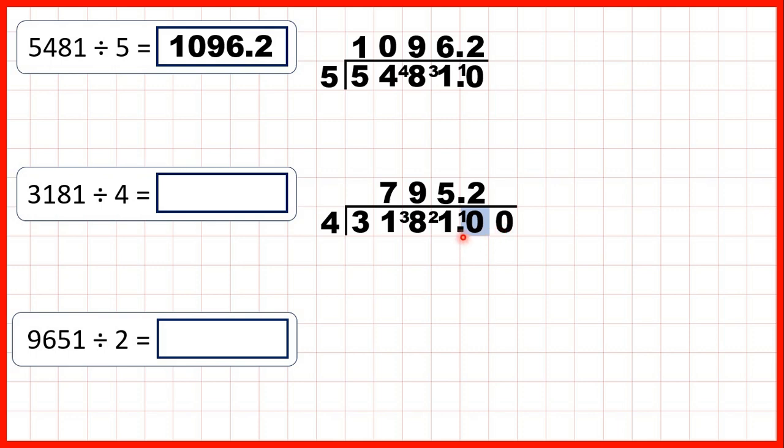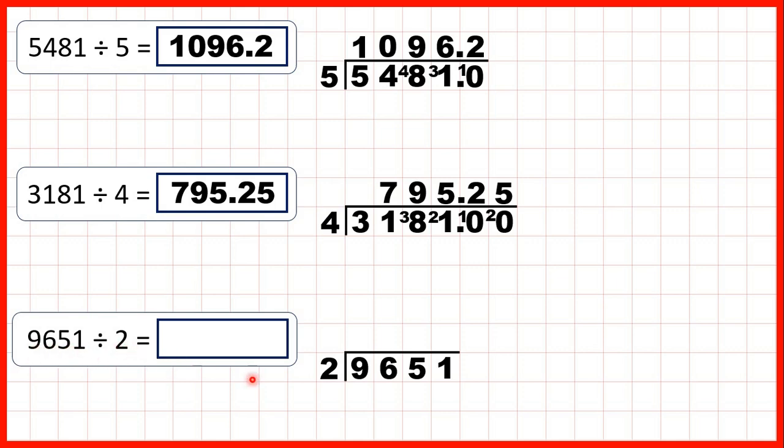Notice this time it's not a point 0 because we can only ever have one decimal point in a number. But we can write a 0 in the hundredths place because 3,181.00 is just the same as 3,181. So we haven't changed the question, but now we have a digit to write our remainder 2 in front of. So now 20 divided by 4 is exactly 5. So our answer is 795.25.